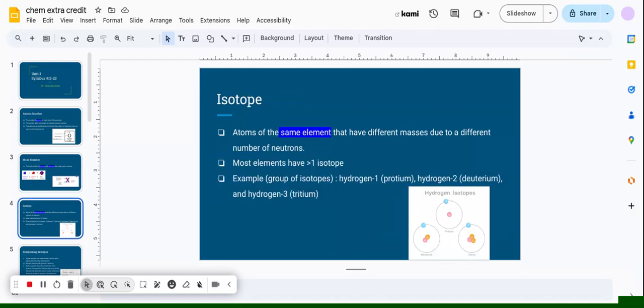An isotope is atoms of the same element that have different masses due to a different number of neutrons. And most elements have more than one isotope. An example of a group of isotopes is hydrogen-1, hydrogen-2, and hydrogen-3. And that is shown in the picture on the right.